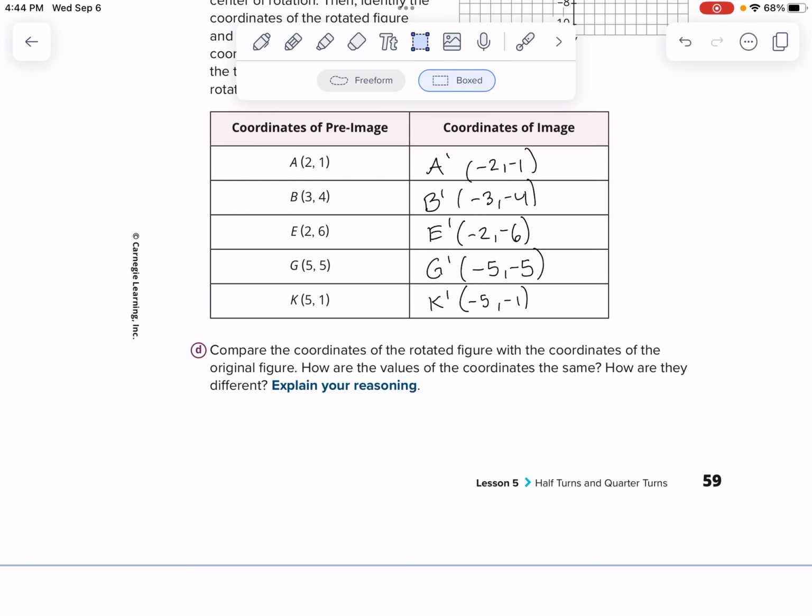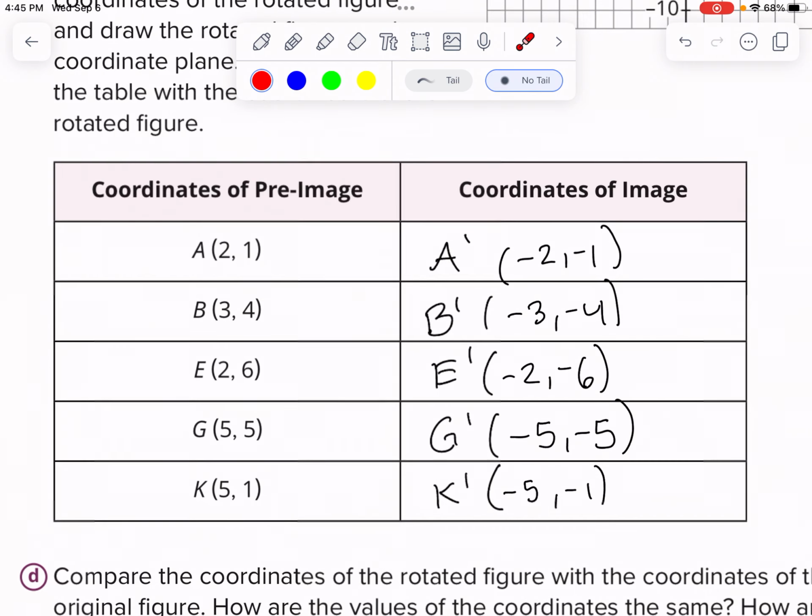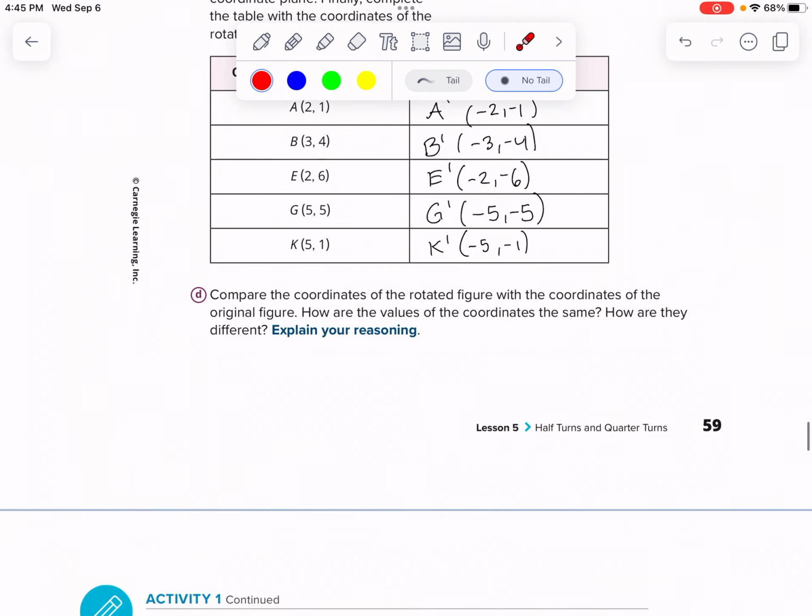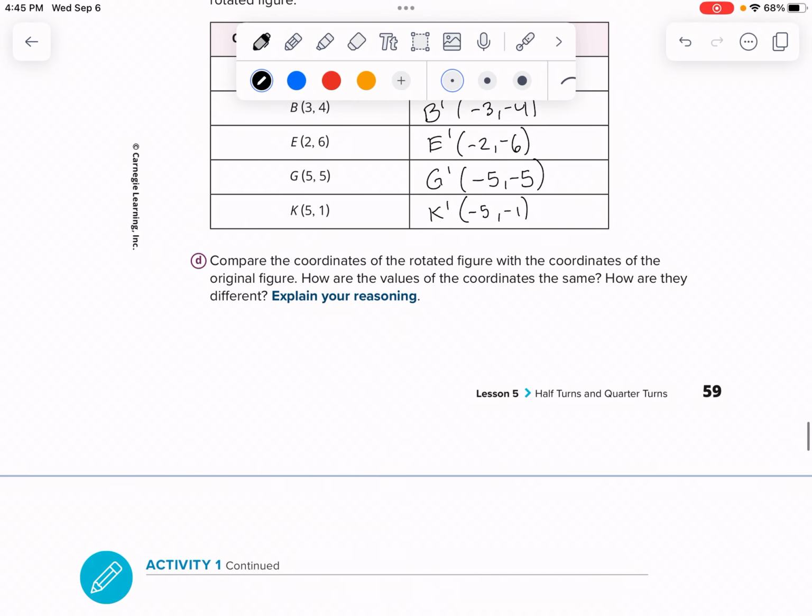Compare the coordinates of the rotated figure with what we have. What's the same? What's different? If we look at A, maybe there's something that you notice there. We have (2, 1). Now it's (-2, -1). Let me skip to maybe K. That's (5, 1). This is (-5, -1). So pause the video here, see if you can write what you think is the same and what's different. But I'm going to go ahead and write it here, so hopefully I had enough time.